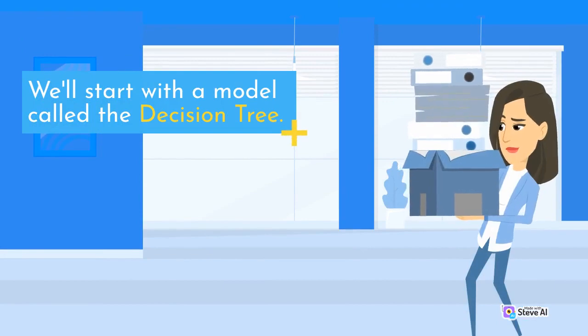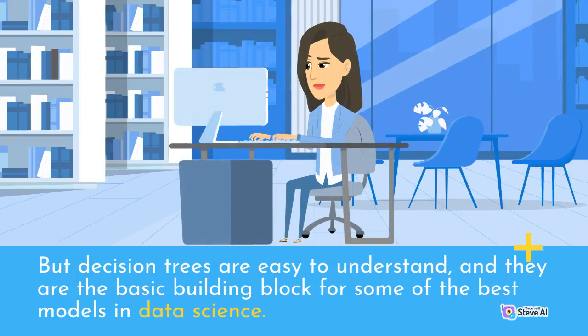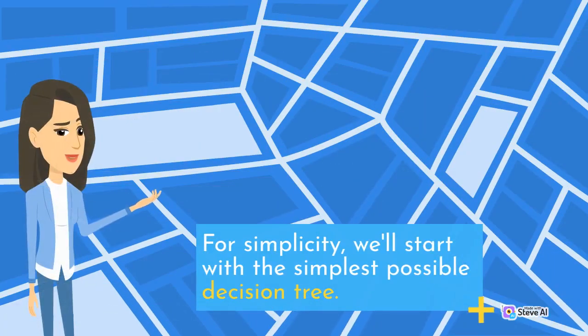We'll start with a model called the decision tree. There are fancier models that give more accurate predictions. But decision trees are easy to understand, and they are the basic building block for some of the best models in data science. For simplicity, we'll start with the simplest possible decision tree.